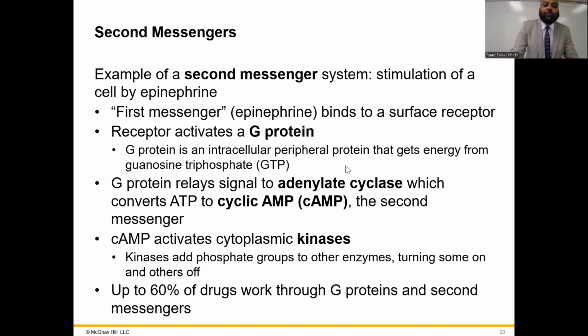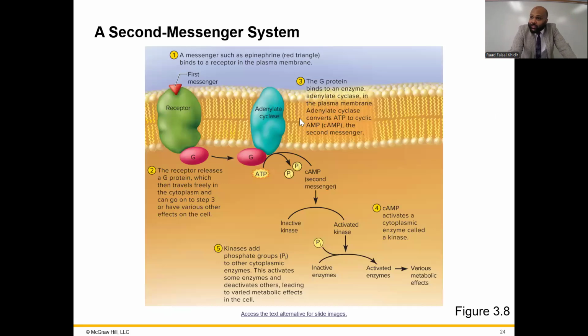Excellent. And a perfect example is what we mentioned here. You got to know this, because this shows you how a second messenger works. So what's the first step? The red triangle. You see this red triangle is the first messenger. It binds the green receptor. Then the green receptor binds the first messenger.